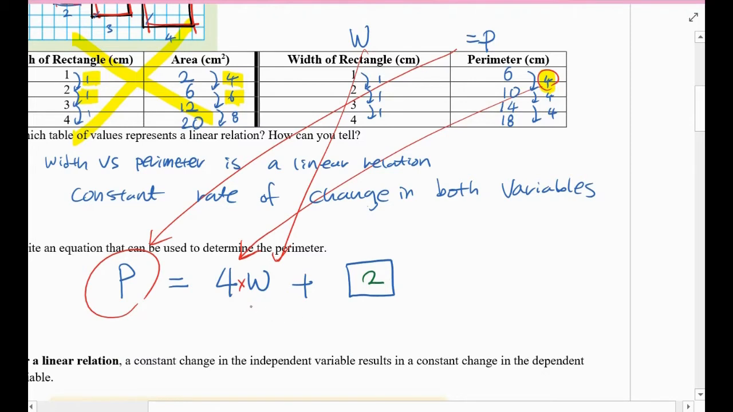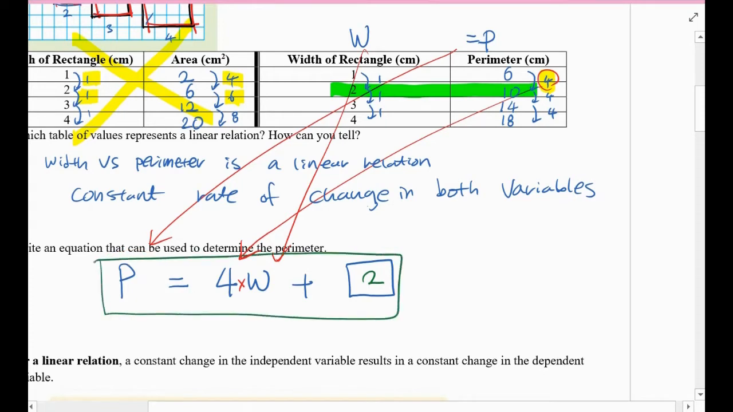Okay, let's test if it works for 2. So if you look at the second line, when width is 2, the perimeter should be 10. Let's see if it works. Plug 2 into W. Then 4 times 2 is 8 plus 2. Then 8 plus 2 is 10. So this equation actually works, right? So here, this is the equation for this linear relation. Okay, let's move on.